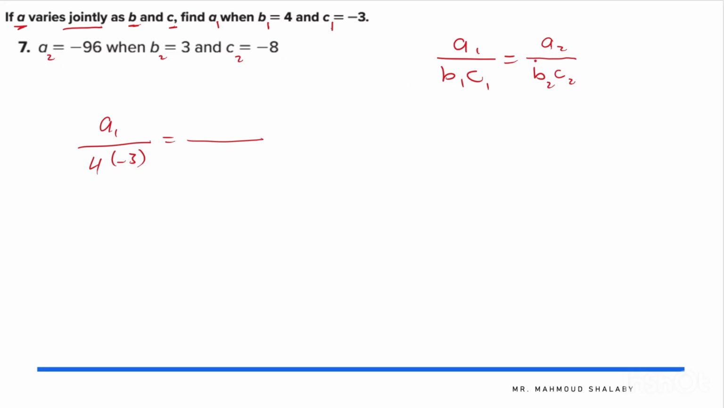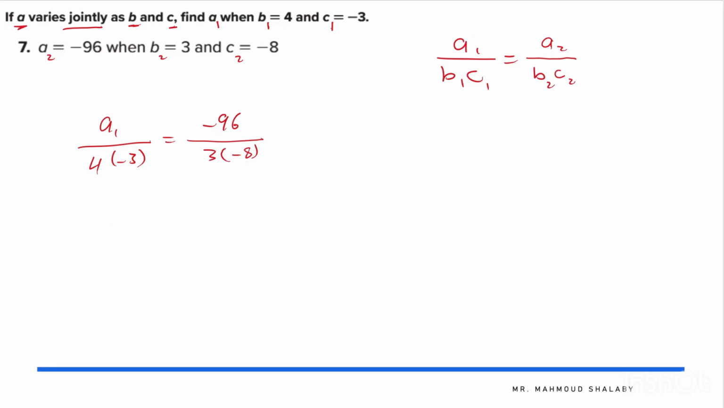And now I will go to the second part. A2 is -96, so -96. B2 is 3, just a substitution. C2 equals -8. So the only important part in this type of question is to put the numbers correctly here. Now, we have two methods to complete this.